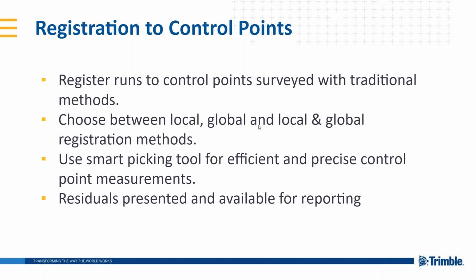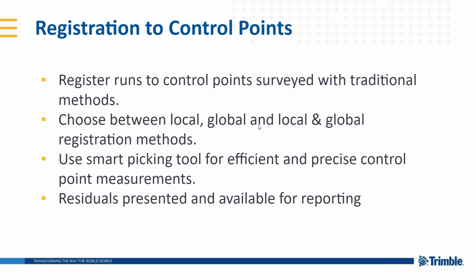So control points are typically surveyed with traditional methods. You bring them into TBC, and there are different things you can choose from. There is a local, global, or a local and global registration approach. It depends on whether you have a global offset that you want to correct for, or just a certain specific area of your project, maybe an urban area where this local control is required. You can choose from different ways to register your data.